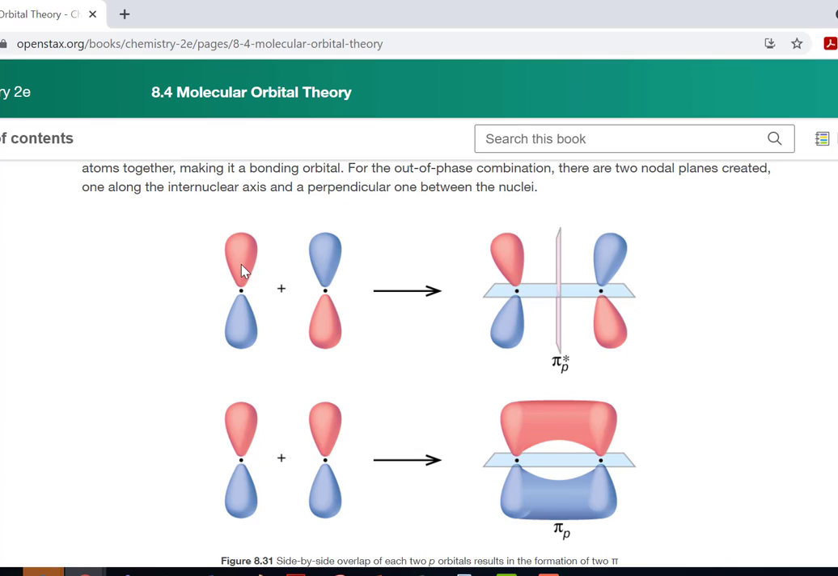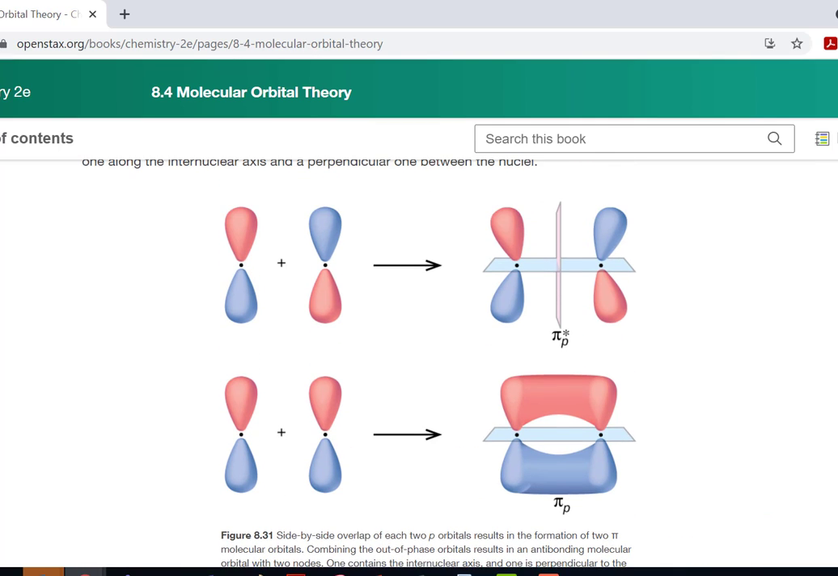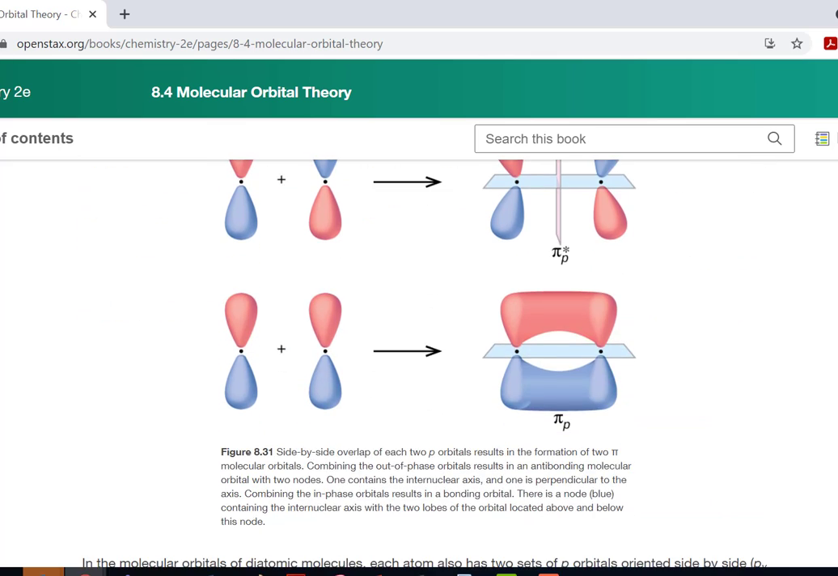And then for the anti-bonding, this is where we have the opposite signs lined up. So red with blue, blue with red. And then we get a node between, and these are tilting away instead of tilting towards each other. So this is a pi star, which is an anti-bonding orbital, and a pi, which is a bonding orbital. And then the subscript of p in each case is telling us that we have p orbitals there that are overlapping. And this p could be either y or z. It doesn't really matter that we label that.